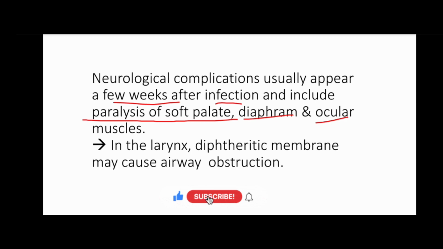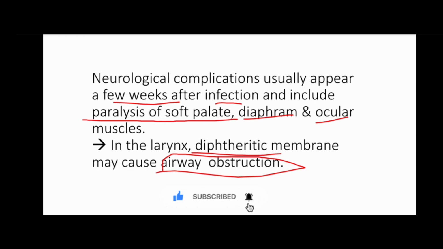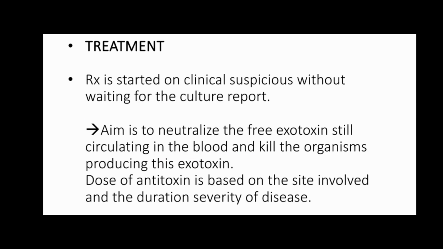In the larynx, the diphtheritic membrane may cause airway obstruction. The grayish white membrane extends up to the larynx and obstructs the airway. How to treat? What is the treatment of facial diphtheria? The treatment is started on clinical suspicion without waiting for the culture report. If we see the grayish white membrane over the soft palate, posterior pharyngeal wall or tonsil, we don't wait for the culture report. We start antibiotics immediately.